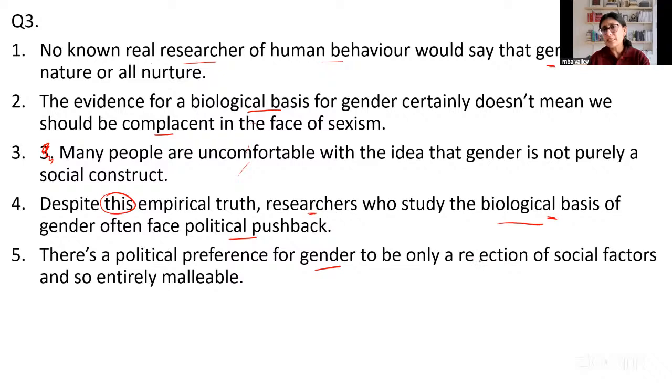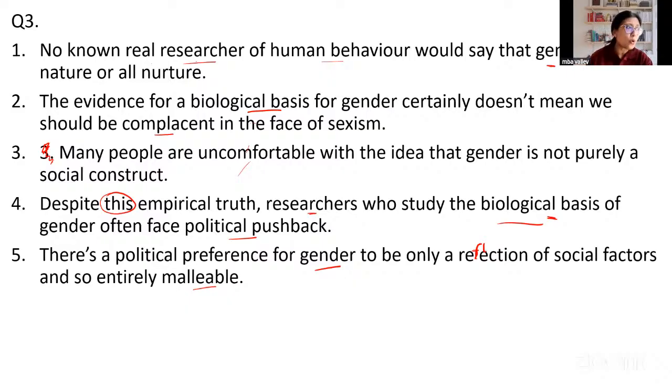Guys, there's a misprint. This word is reflection. To be only a reflection of social factors and so entirely malleable. Malleable is like, beaten into any shape and size. उस चीज को हम malleable बोलते हैं.